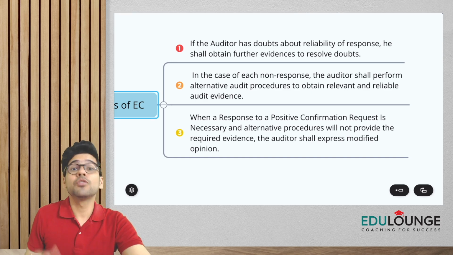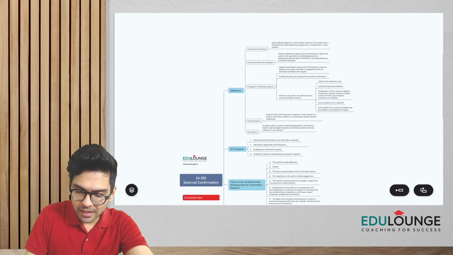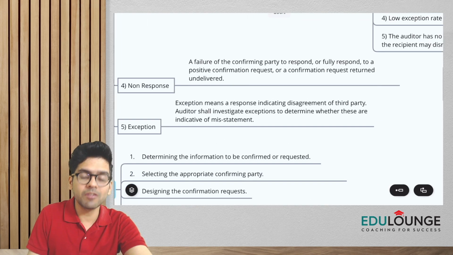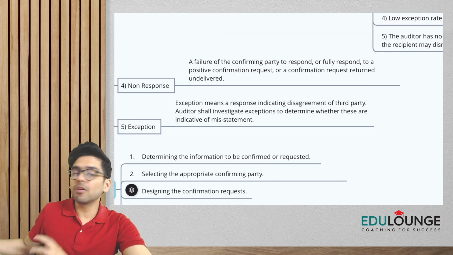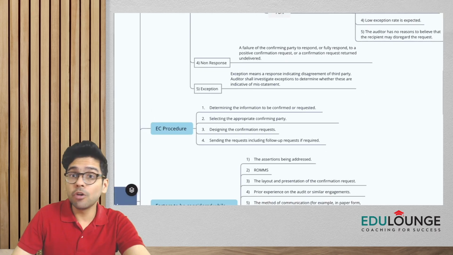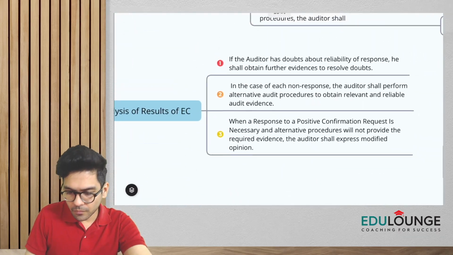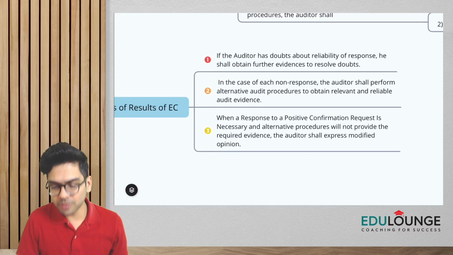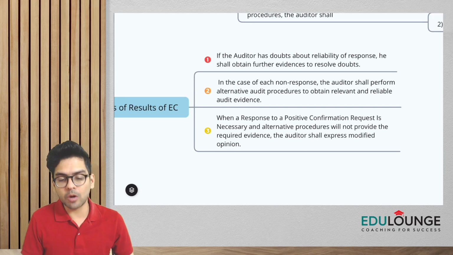In the case of non-response, let's say what is non-response? I did tell you this. Let me just take you back to the definition. What is non-response, guys? A failure of the confirming party to respond. Let's say we had sent them a positive confirmation request, but they have not responded. So in case of each non-response, the auditor shall perform alternative audit procedures to obtain relevant and reliable audit evidence.